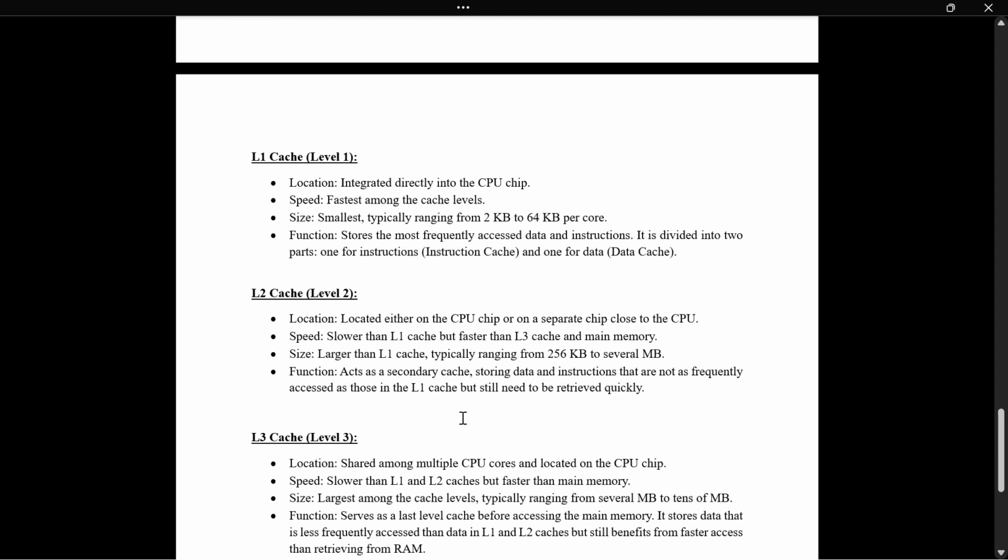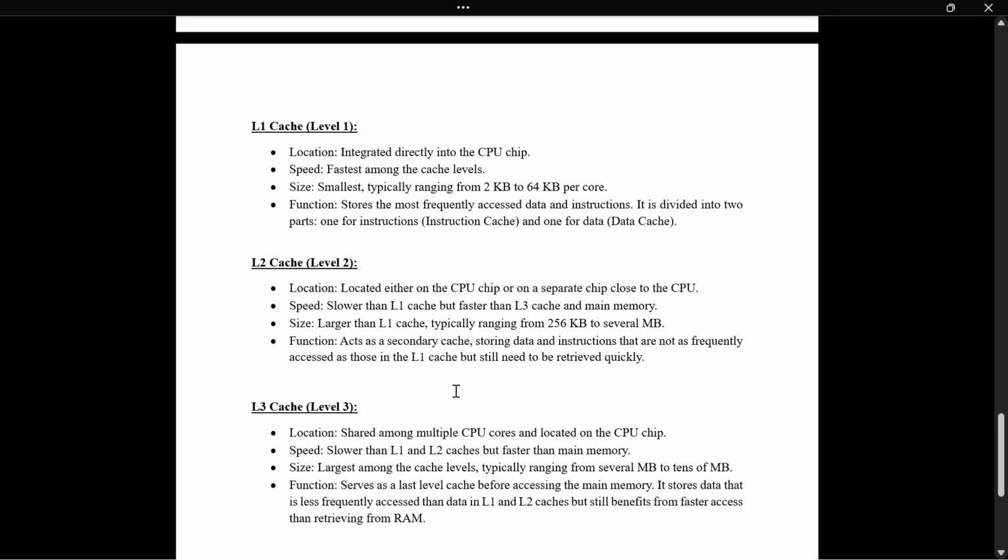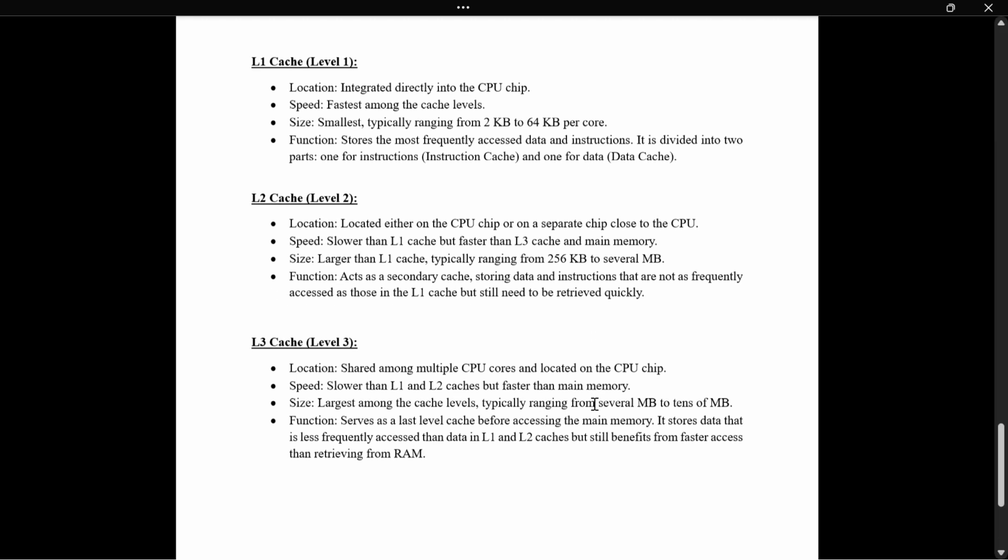L2 cache is located either on the CPU chip or on a separate chip close to the CPU. It is slower than L1 cache but faster than L3 cache and main memory. The size is larger than L1 cache, typically ranging from 256 KB to several MBs. Function: acts as a secondary cache, storing data and instructions that are not as frequently accessed as those in L1 cache but still need to be retrieved quickly.